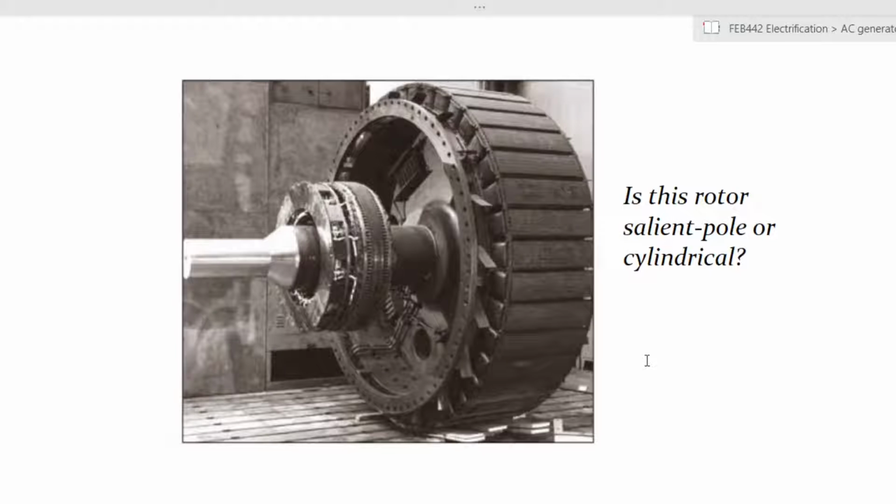So is this rotor a salient pole or a cylindrical pole? What would we have? Just to see if you're awake, let's see the comments on the chat. So there are 30 of us. Give your opinion. Is that a salient or a cylindrical?